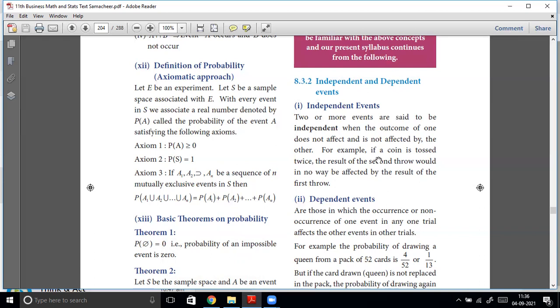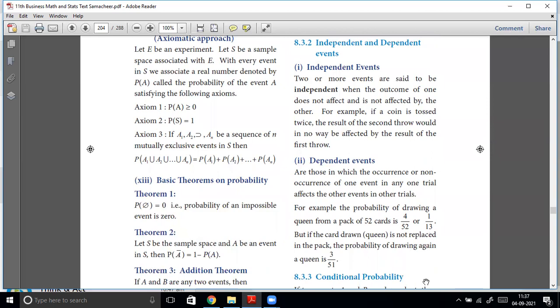But not all events are independent events. So far in 9th standard and 10th standard, we dealt only with independent events. Now here you are going to deal with dependent events. Those are events in which the occurrence or non-occurrence of one event in any one trial affects the other events in other trials. For example, you draw a queen from a pack of 52 cards. That probability is 4 out of 52, because there are 4 queens and there are 52 cards. So 4 out of 52 is the probability of drawing a queen from a pack. Now the card is not replaced in the pack.